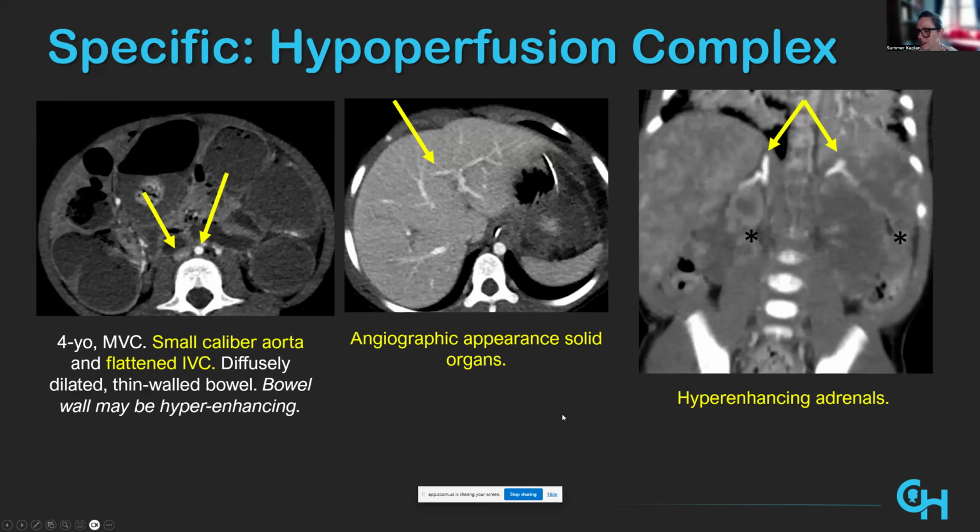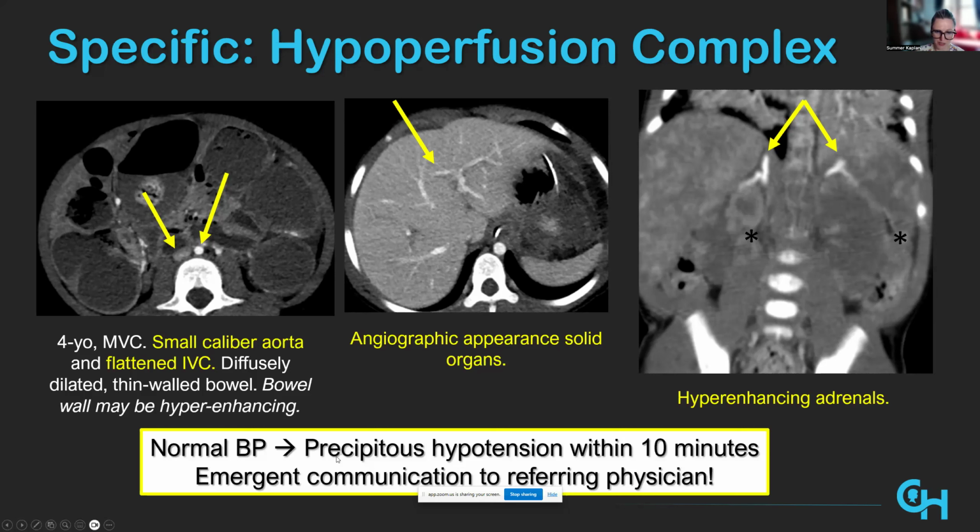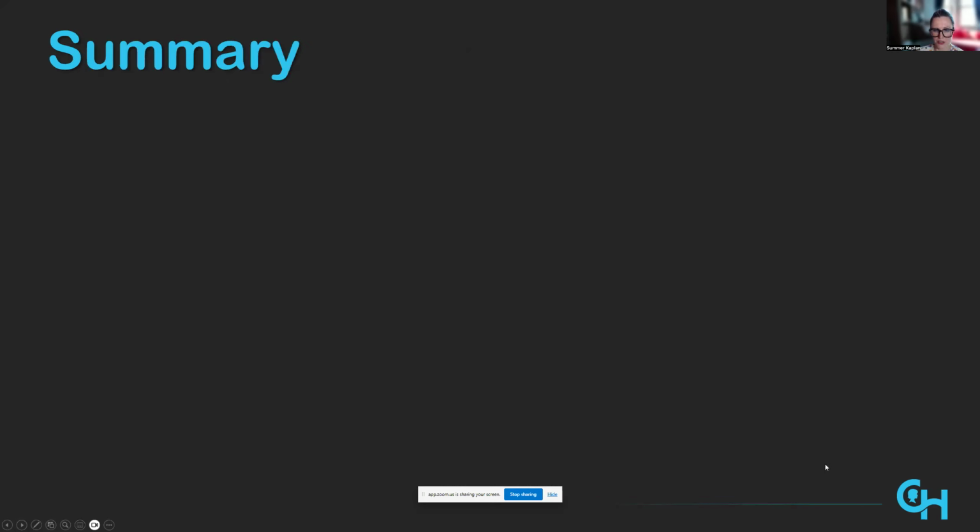And the adrenals can be the key to not missing subtle things. So the adrenals in hypoperfusion complex are brightly hyperenhancing, which normally they look the same kind of shade as the liver or the kidney and things around them. So when the adrenals are hyperenhancing, that's a sign that the kid is in shock. It could be hypovolemic shock from hemorrhage or cardiogenic shock. So that's up to clinicians to figure out why there's shock, but we in radiology can help them identify it early. This can cause precipitous hypotension within 10 minutes, so emergent communication to the referring physician. I have about 8 minutes left.